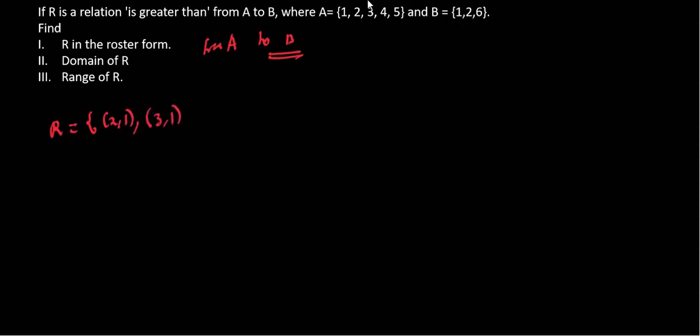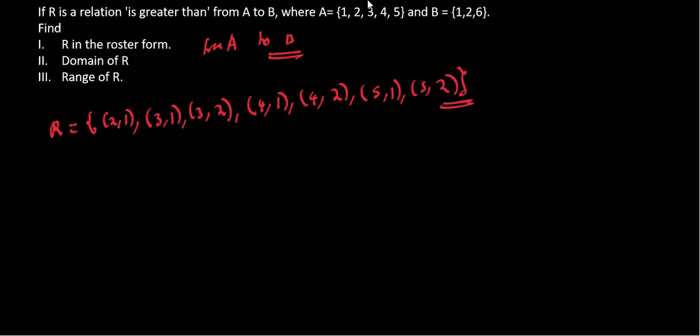How about 3? 3 is greater than 1. Again, 3 is greater than 2 in B. Right? That's all. How about 4? 4 is greater than 1 in B, and 4 is greater than 2 in B, and 4 is not greater than 6. How about 5? 5 is greater than 1 in B, and 5 is also greater than 2, but 5 is not greater than 6. So meaning that this is the relation which they are looking for.